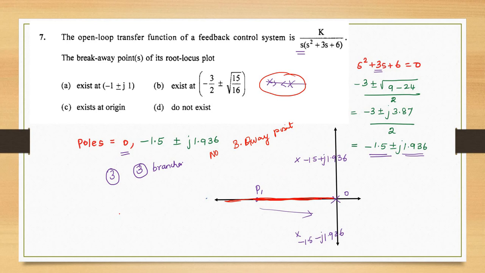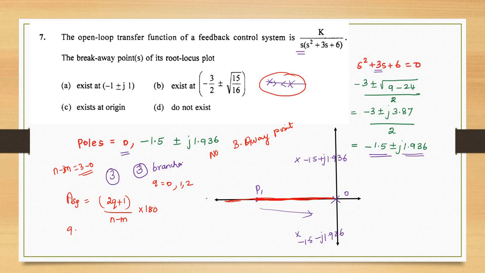So I am going to find out the asymptote angle here. So what is the asymptote angle? The asymptote formula is (2q plus 1) divided by (n minus m) into 180. What about the value of q? So how many asymptotes are available? N minus m. So n is 3, m is 0. 3 asymptotes. So q value is 0, 1 and 2.